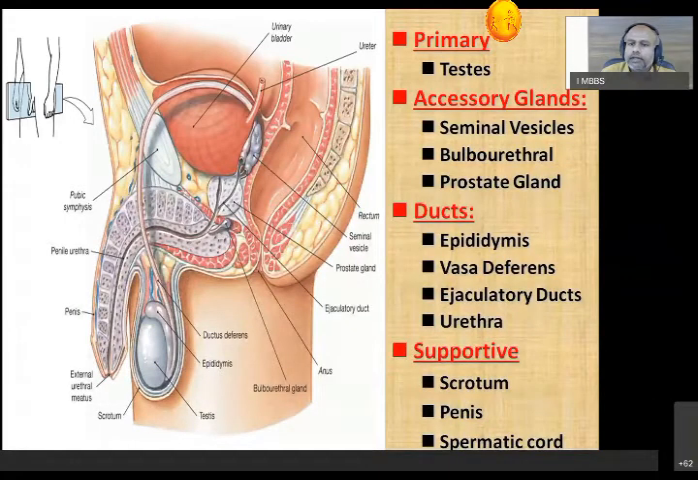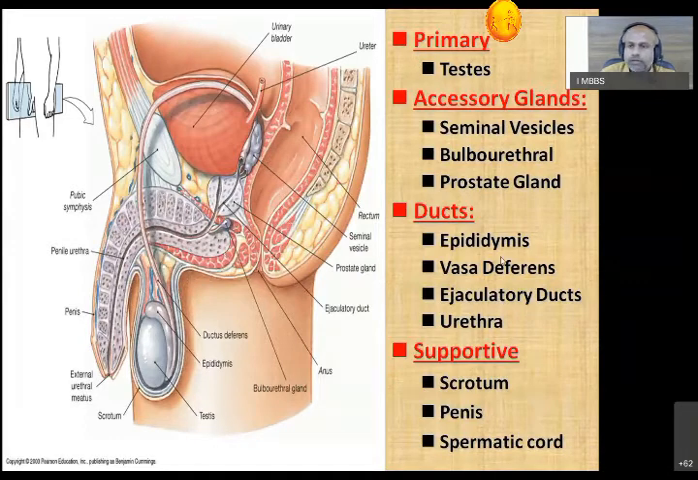We have seen the parts of the male reproductive system. The primary sex organ is the pair of testes, where they are present and what their structure is, we have seen. The glands which contribute to the formation of semen are the seminal vesicle, prostate, and bulbourethral gland. The ducts are the epididymis, vas deferens, ejaculatory duct, and urethra.